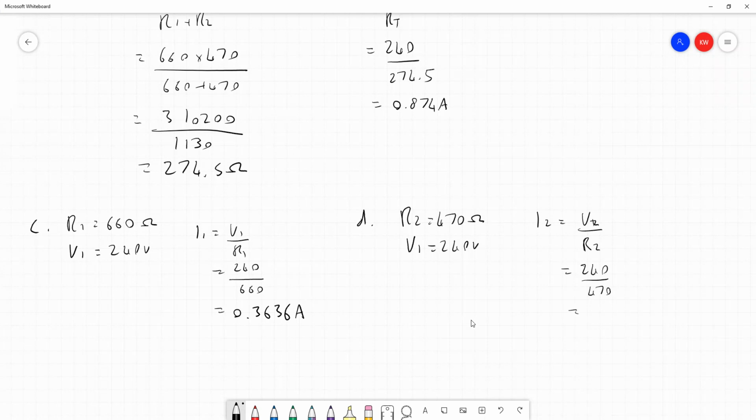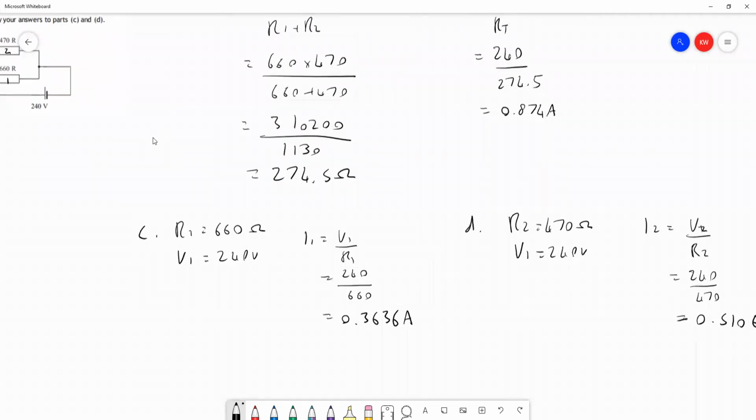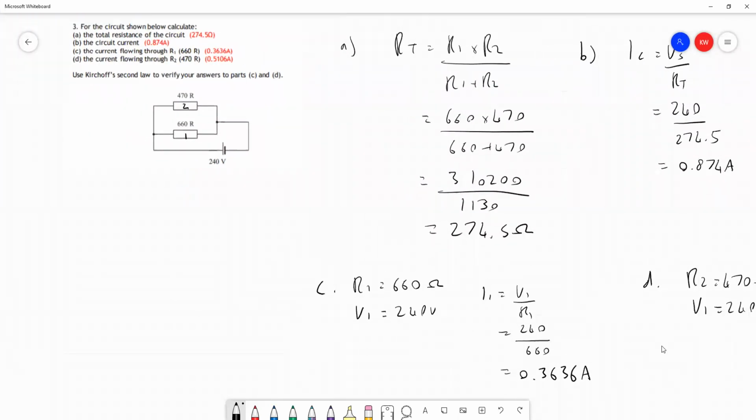470. Again, the course notes gives this to 4 decimal places, so we'll give our answer the same and check it matches up. And we get 0.5106 amps to 4 decimal places. And that is indeed what the course notes has. So we've done parts A, B, and C.